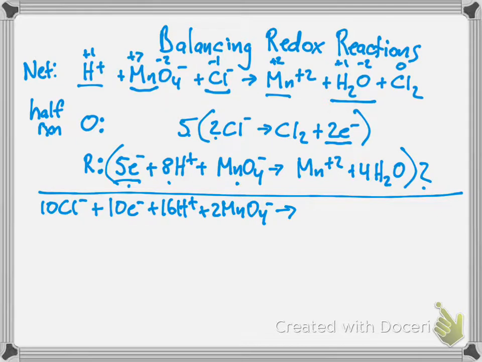And then on the reactant side, that's all complete now. I could look at the product side. So once again, 5 times the Cl, so I have 5 Cl2s plus 10 electrons plus 2 Mn plus 2s, and I'm running out of room here, plus 8 H2O.